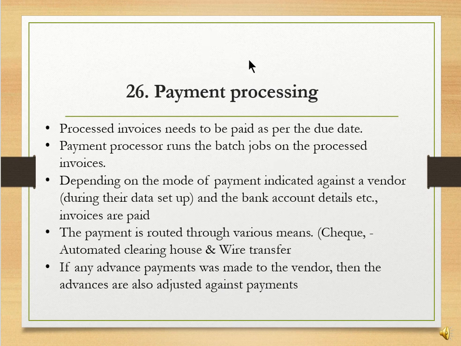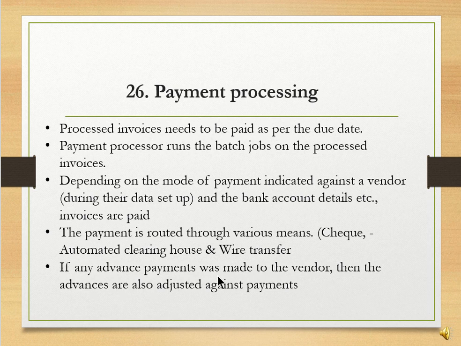So next question is, explain payment processing. So processed invoices need to be paid as per the due date. Payment processor runs the batch jobs on the processed invoices depending on the mode of payment indicated against the vendor during the vendor master setup and the bank detail accounts. Invoices are paid. The payment is routed through various means: check, automated clearinghouse, or wire transfer.